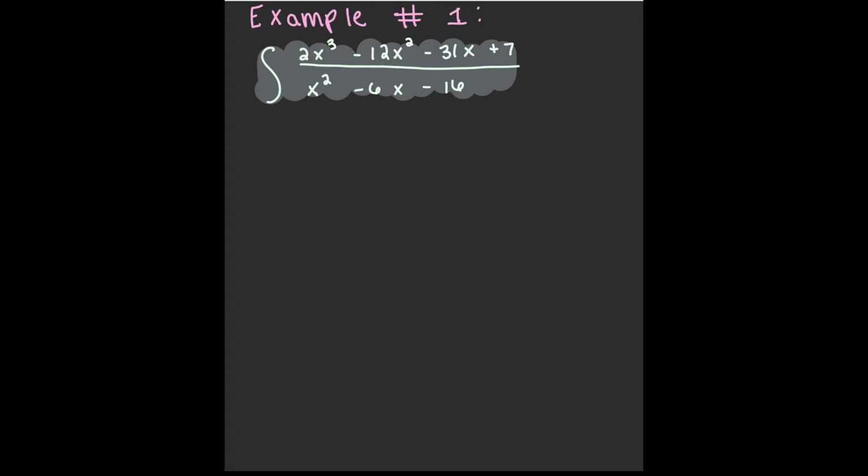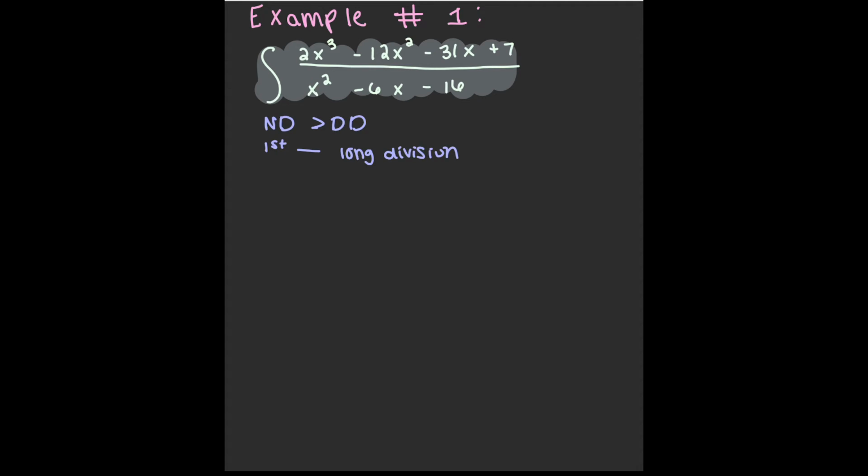Alright, so let's take a look at our first problem. We have the integral of 2x cubed minus 12x squared minus 31x plus 7 divided by x squared minus 6x minus 16. So the first step is to look at the degree of the numerator and the degree of the denominator. We can see here that the numerator degree is greater than the denominator degree. So we're going to first have to go through with long division.